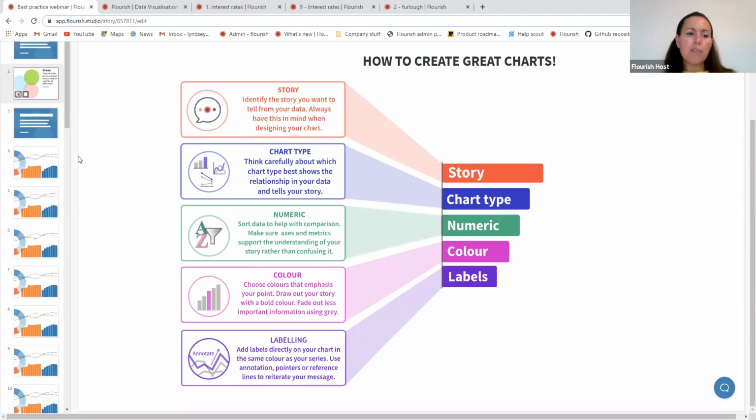So with these 5 principles in mind, I will take you through a couple of examples. Because we only have such a short time, I'm just going to take you through a line and bar chart example.